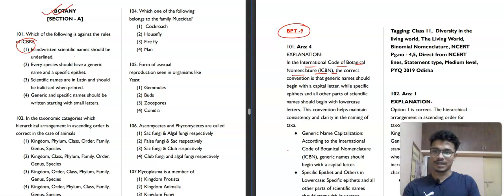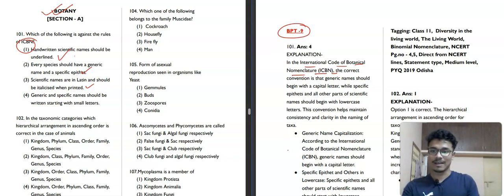First option says handwritten scientific names should be underlined. Definitely it is correct. Every species should have a generic name and a specific epithet. Yes, just like Panthera tigris, Panthera is the generic name and tigris is the specific epithet. Now, scientific names are in Latin and should be italicized when printed. Yes, so when you are writing a scientific name, you should underline it, and when it is printed, it should be italicized to show that it is of Latin origin.